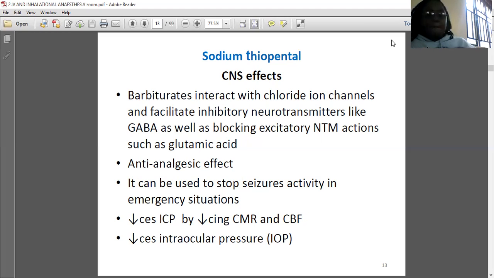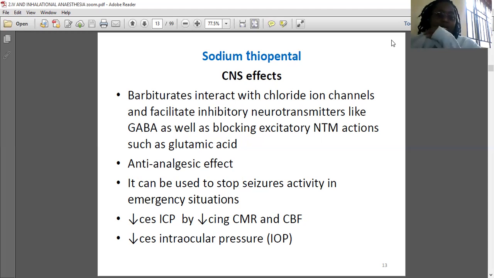You've understood? So they increase the receptors. Therefore, you have inhibitory transmission continuously. You've understood, people?